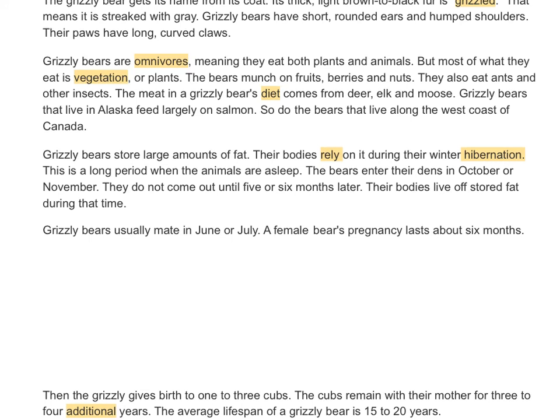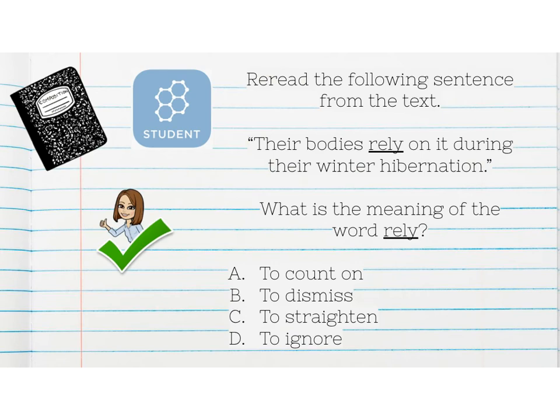We will pick up with the rest of the text tomorrow during our whole group lesson. But for right now, you're going to move into a check for understanding. And when you do, you're going to use this sentence or paragraph here, thinking about the word rely. We're going to check our understanding of the skill context clues with this question. You will solve it in your interactive notebook and click it into Socrative.